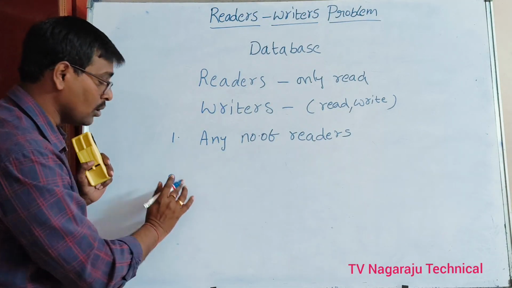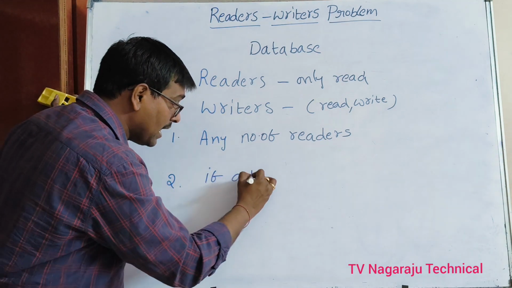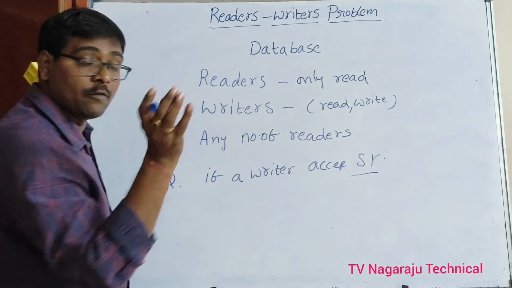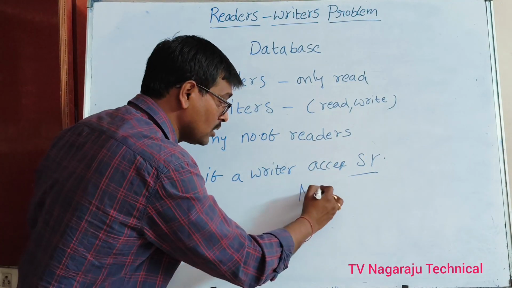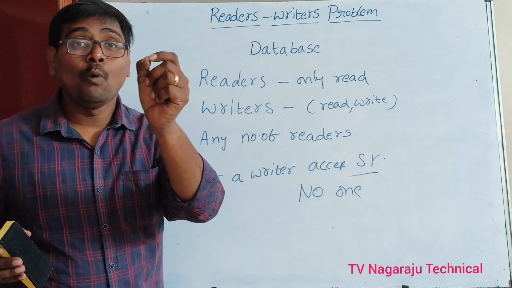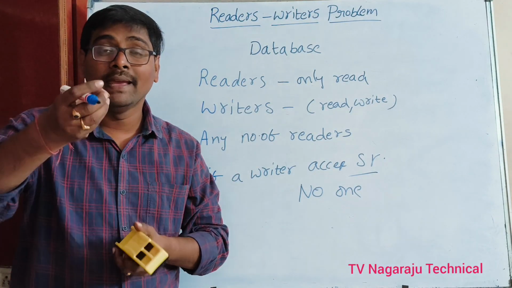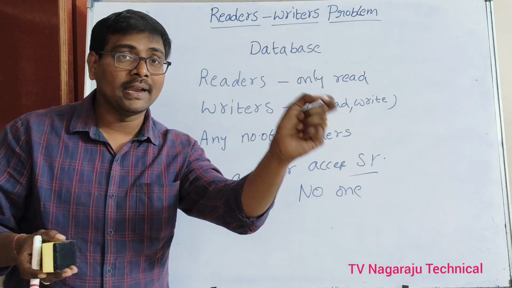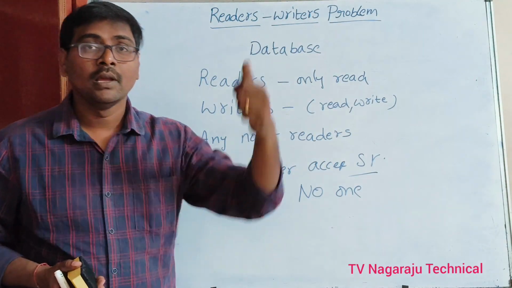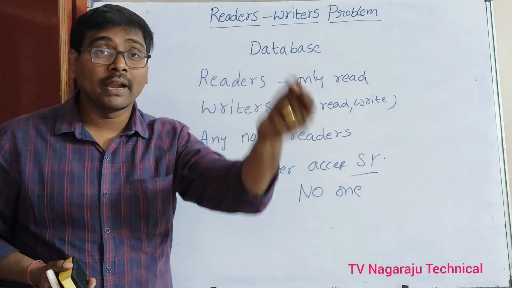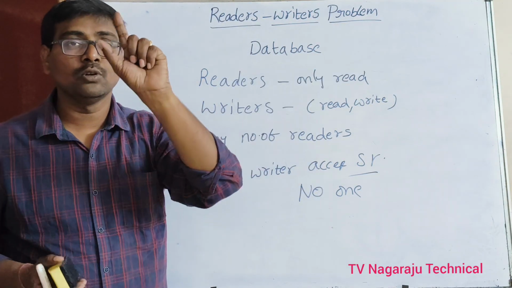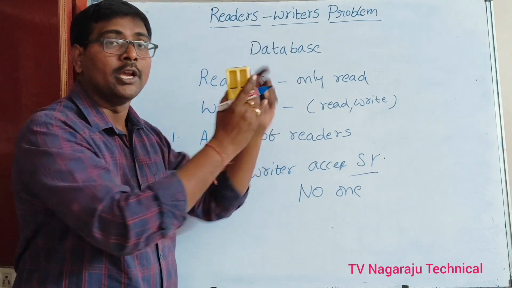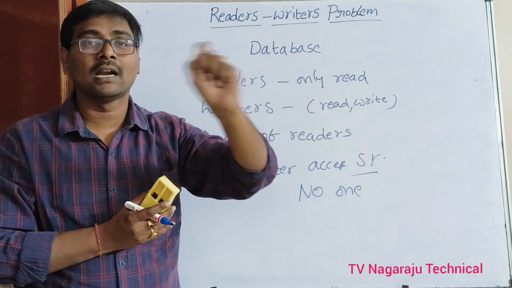That is one scenario. Second scenario: if a writer is accessing the shared resource, then no one else is allowed. What is the main purpose of a writer? The writer updates the data. While updating the data, if any reader enters, he reads the wrong data. If any other writer enters, he wrongly updates the data. So the very simple thing: if one reader uses the shared resource, you can allow another reader. That is not a problem.